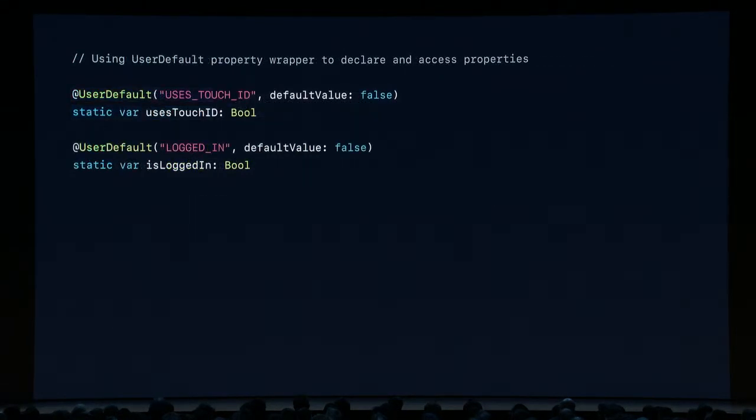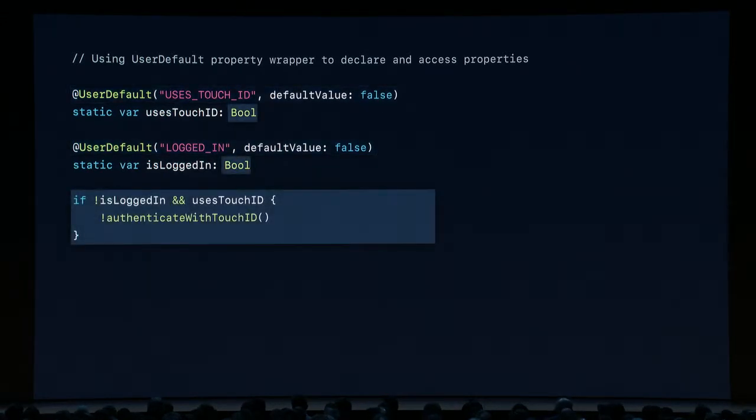With the property wrappers in place, we can rewrite the two user default properties from before with this code. There is no repetition here. It's very clean. All I needed to do is add a custom attribute, and also note that these properties still are declared as type Bool, so you can use them as if they were simple Boolean values.